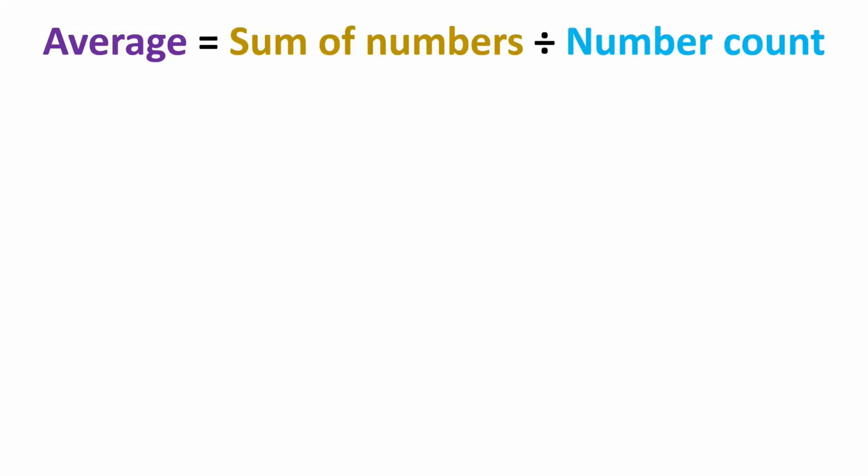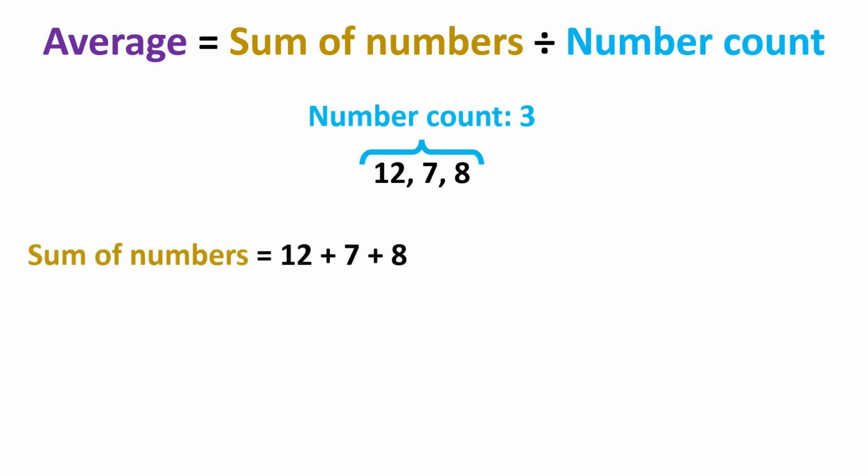To calculate the average, we start by writing the formula. Then, we write down the numbers in this set. Then, we find the number count. There are 3 numbers in this set, so the number count is 3. Next, we calculate the sum of the numbers. 12 plus 7 plus 8 equals 27. The sum of the numbers in this set is 27.